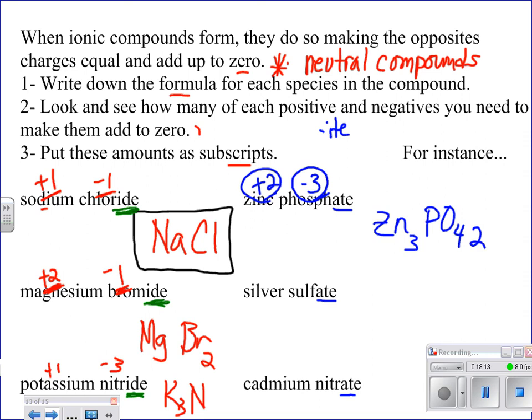You think that's right? There's something wrong about that, and hopefully you're saying yes, we need parentheses, because otherwise it looks like you have 42 oxygens and 1 phosphorus. So you need to throw in parentheses to show that you have 2 phosphate ions.